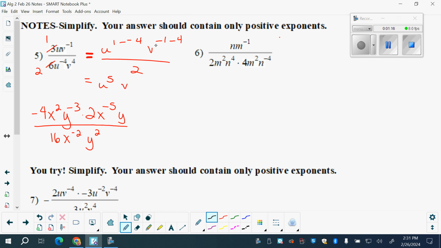And what's -1 minus 4? -5. Can we leave it like that? No, we want to take the negative exponent that's on there and bring it down to the bottom. So u to the 5th over 2v to the 5th.